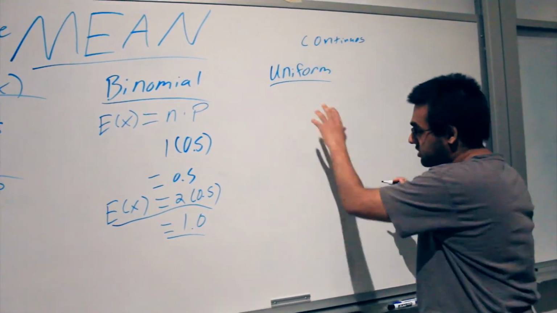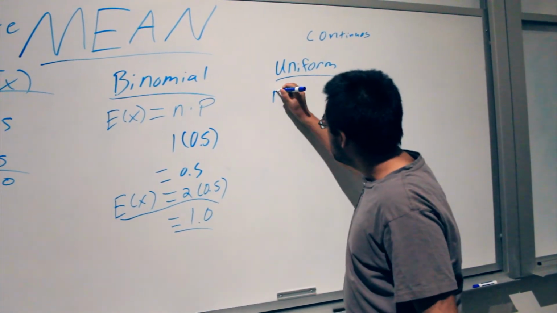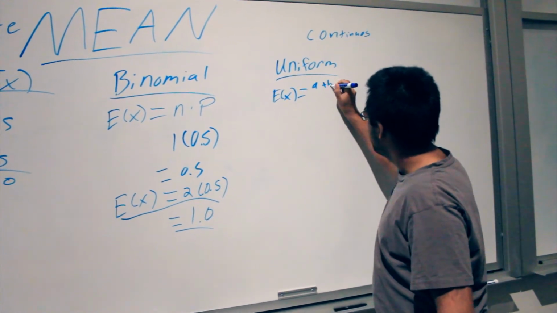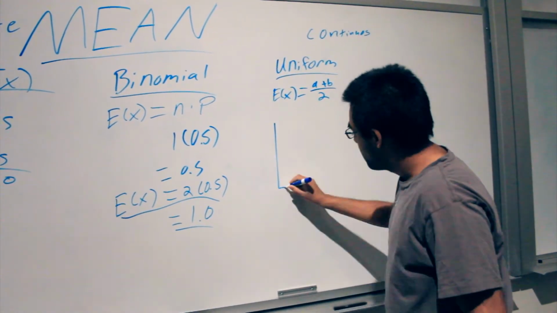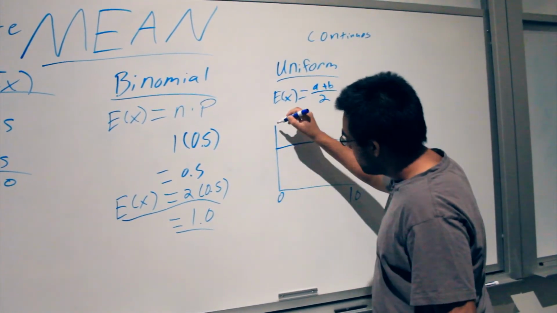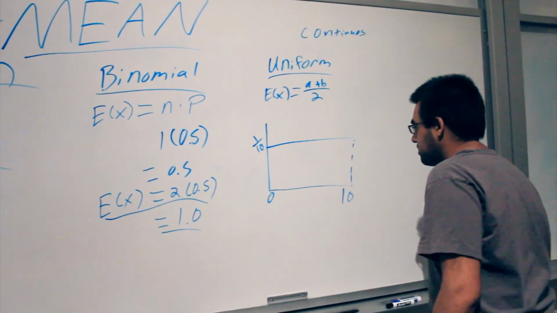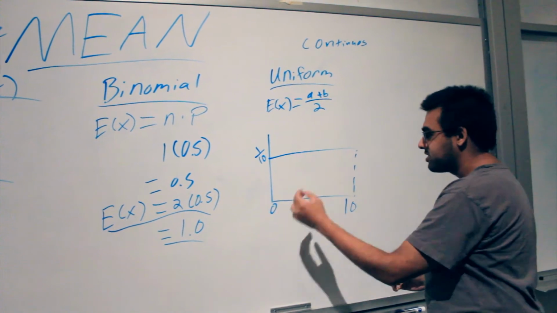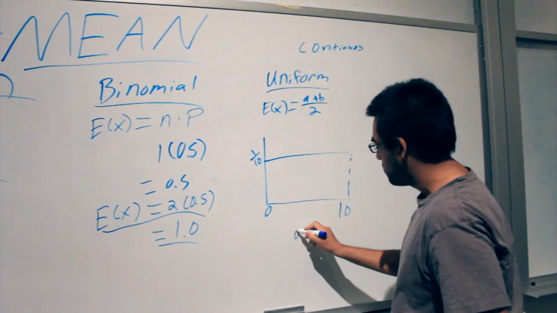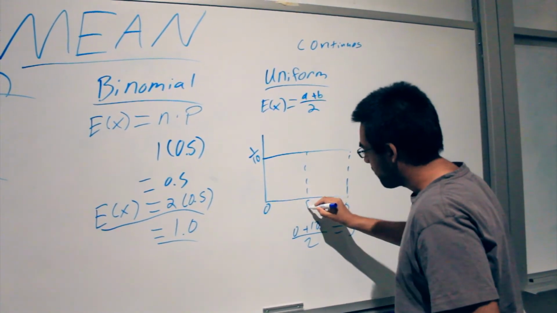Under the continuous section, uniform random variables have their own expected value formula. The expected value of a uniform random variable is A plus B divided by 2. Going back to our standard example where we go 0 to 10, you have a uniform distribution with a height of 1 over 10. A represents the very beginning point, B represents the very end point, so you do 0 plus 10 divided by 2, and you get 5, which is the exact halfway point.